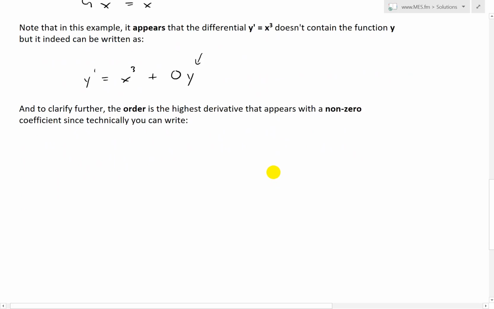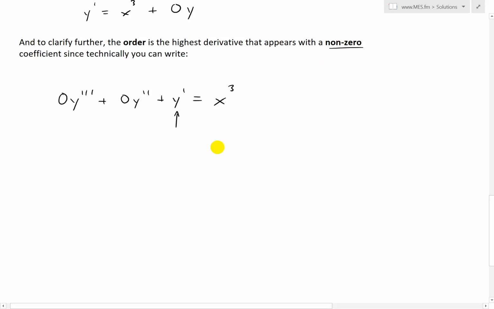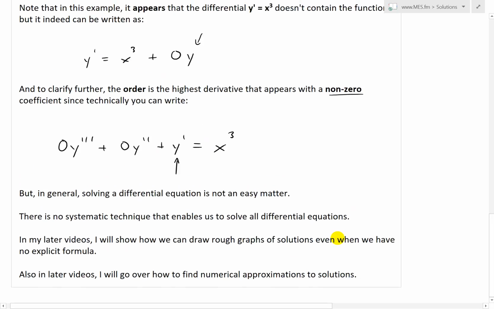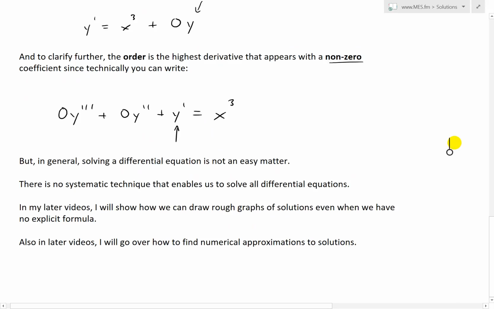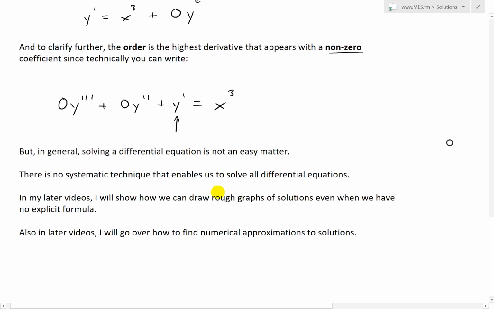And also to clarify further, the order is the highest order that appears with a non-zero coefficient because technically you can write this as y triple prime plus 0 y double prime plus y prime equals x cubed, and these are all zeros. So it's the highest order with a non-zero coefficient, and that's this one in this case. So that's first order. It's not going to be third order because those are zero coefficients. In later videos I'll go over a more precise definition of all of this, and this is in fact a linear differential equation.